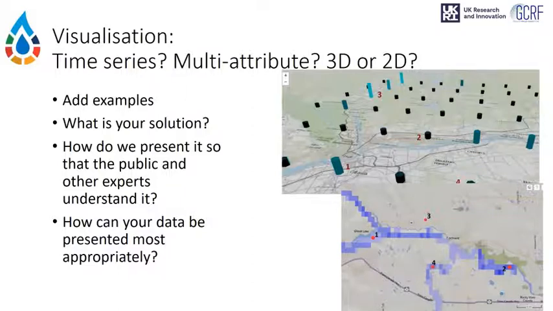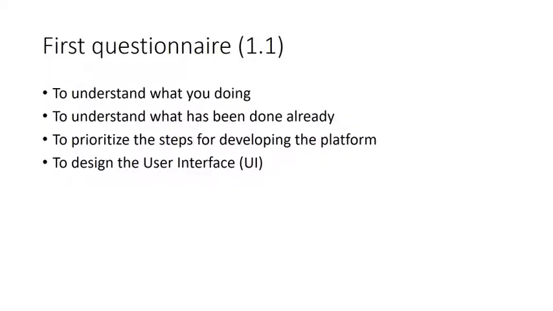These are the things that make it important to prepare the next questionnaire and the survey to ask for feedback every time in each step of developing and designing the platform. The objectives of the first online survey are to understand what your research stands in the Hub project, what has been done already, how to prioritize the steps for developing the platform, and finally, to design the user interface for the platform.